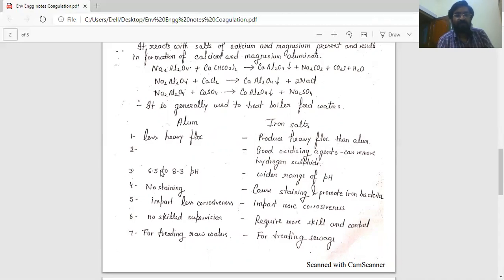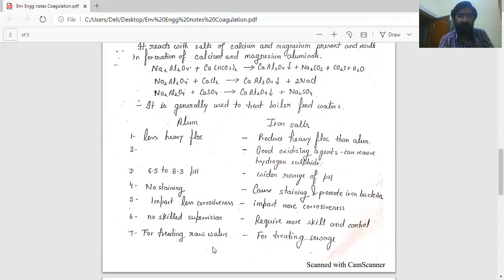Third is pH range. Alum works in a water pH range of 6.5 to 8.3, while iron salt works in a wider range of pH. Fourth, alum causes no staining, while iron salt causes staining and promotes iron bacteria. Fifth, alum imparts less corrosiveness, and iron salt imparts more corrosiveness. Use of alum requires no skilled supervision, while iron salt requires more skill and control.